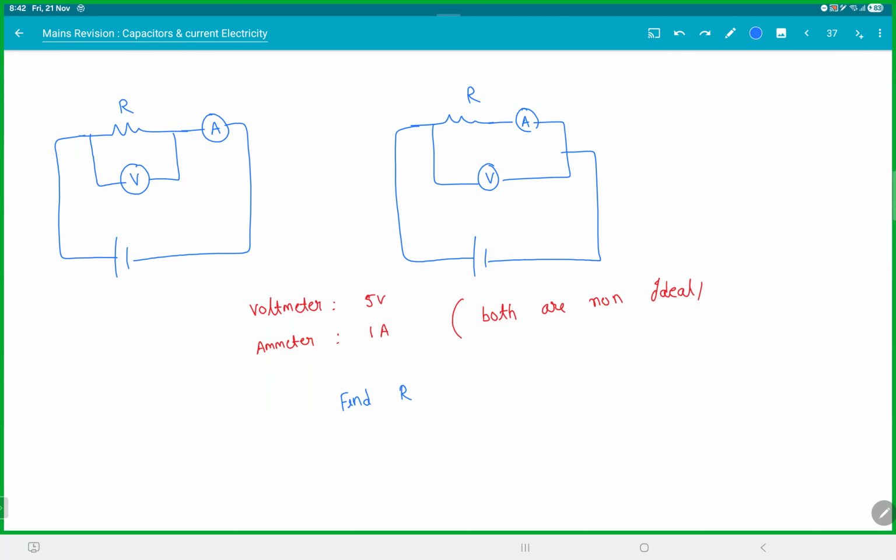What about this thing, everyone? So again, another good theoretical one. Both are non-ideal. What will be the reading of resistance in both the cases?